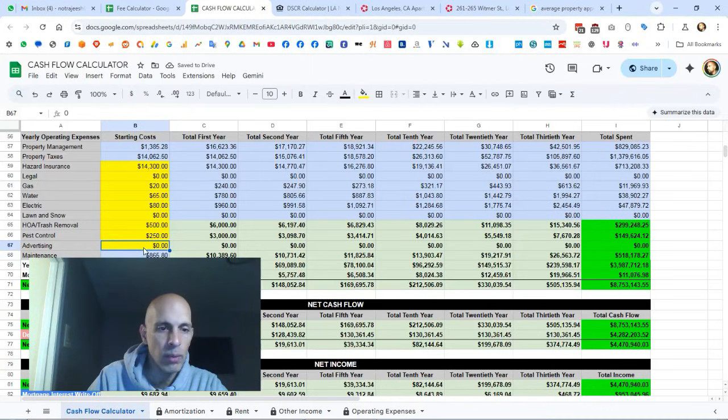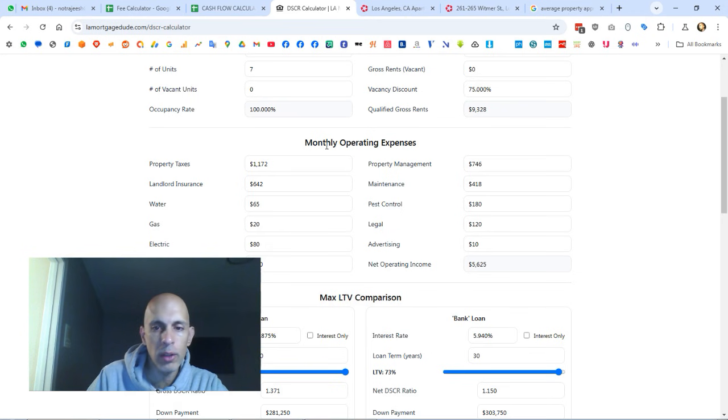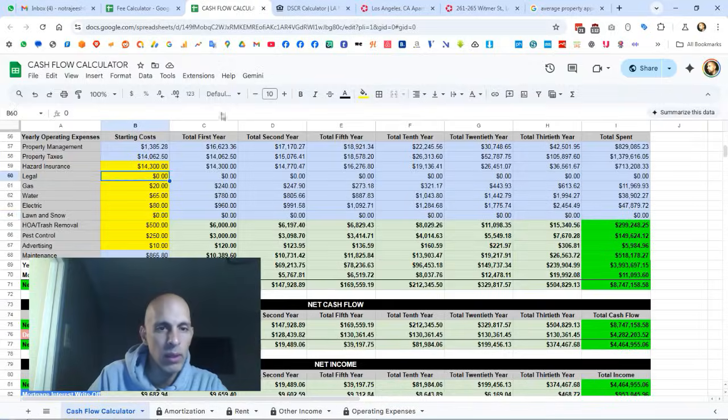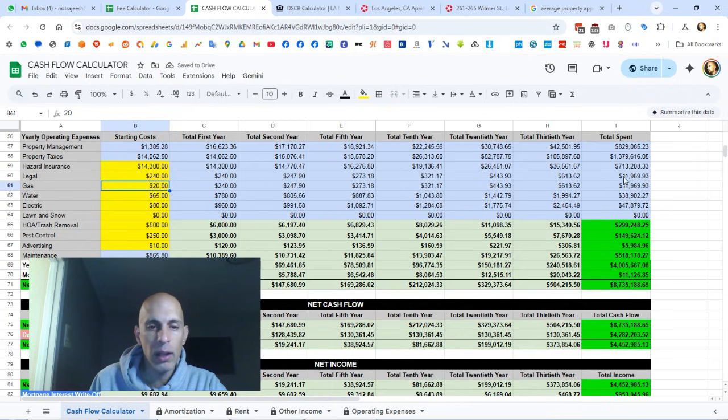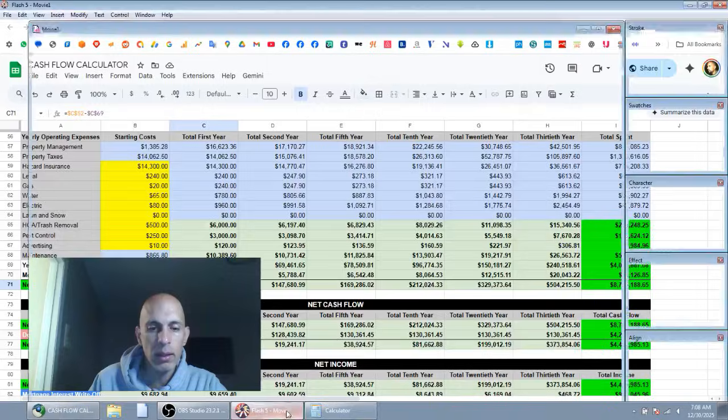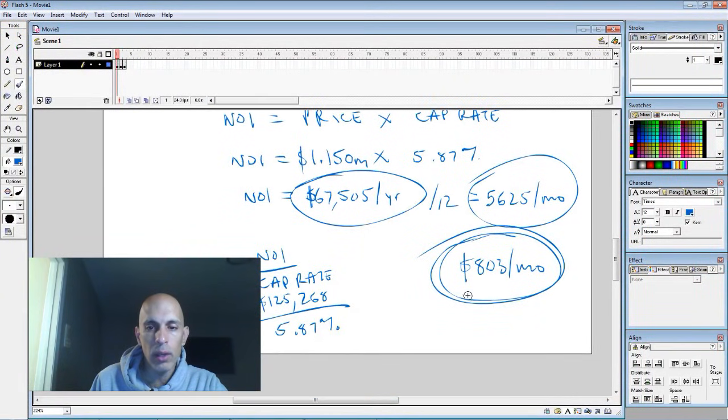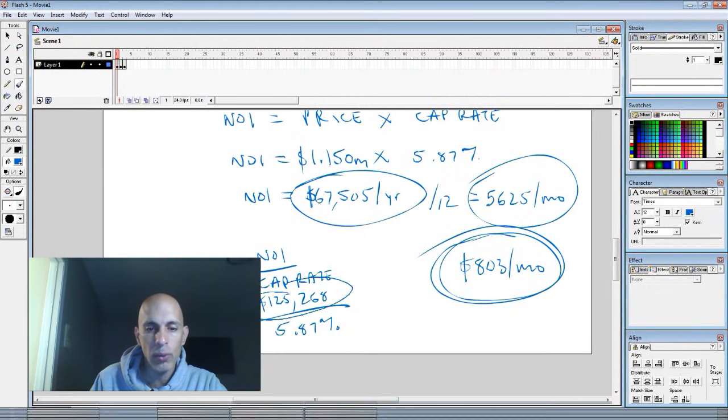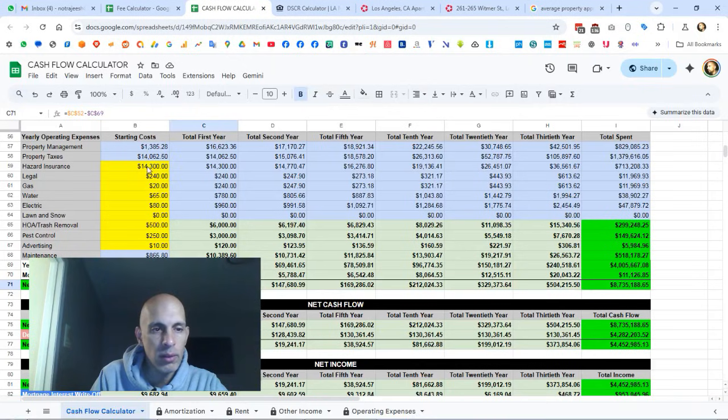Advertising will not go up. Lawn and snow, that's included in the maintenance, so I'm going to leave that at 0. And let's say legal is 120 right over there, so that's probably going to double. And let's see what our net operating income looks like here. It is 141,076. I was trying to go for 125. So let's keep it at that 125, okay? So how can we get there?